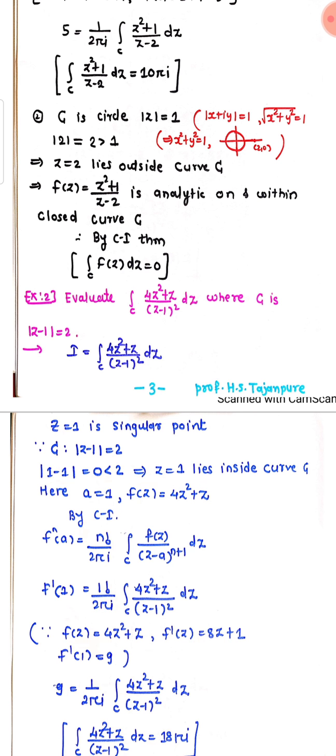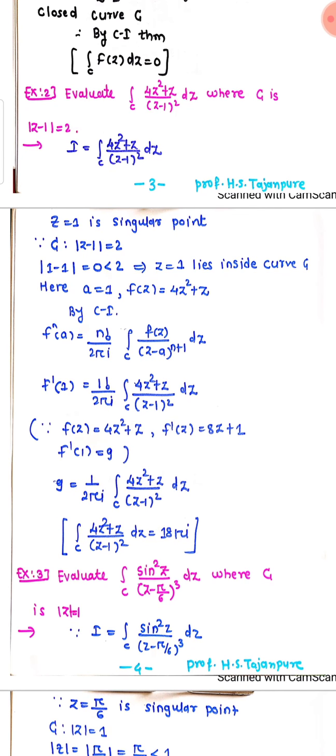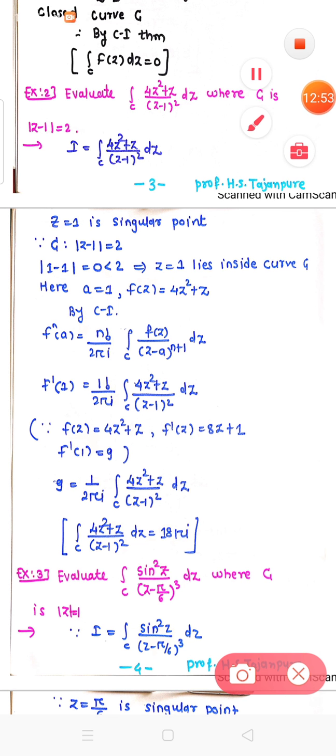Now, let us move towards the next example. In this example, we have to evaluate the integration over the curve C of 4z square plus z upon z minus 1 bracket square dz, where that curve C is the circle modulus of z minus 1 equal to 2. So let us denote this integral by I.